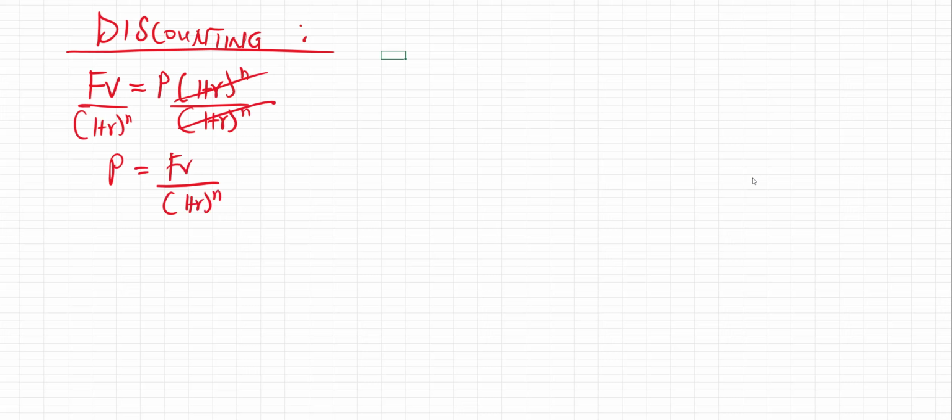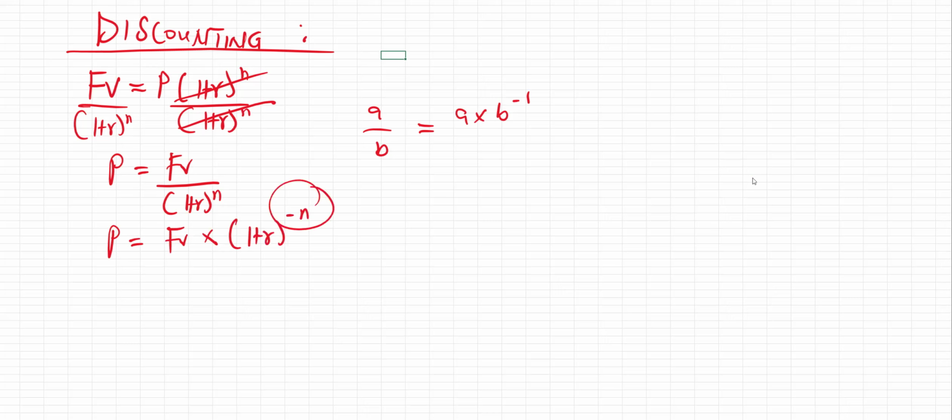Now, we know that A over B can be rewritten as A times B inverse. No be so? So this can be rewritten as the future value times 1 plus R raised to the power minus n. If you are compounding, it is n, but when you are discounting, it's minus n. I prefer this one. It's easier. Does it make sense?